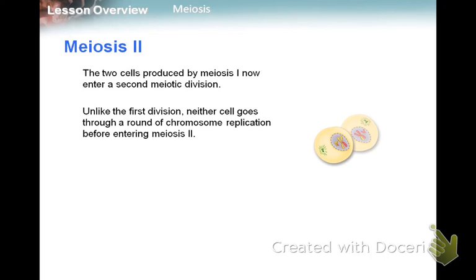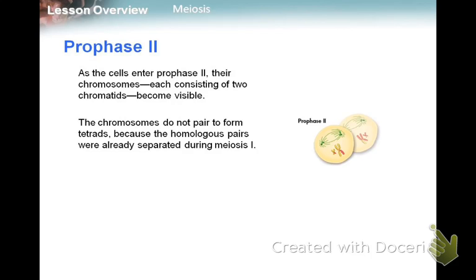The two cells that are produced enter a second meiotic division. This is also really important. Neither cell goes through a round of chromosome replication before entering meiosis 2. This is how we end up with half the normal number of chromosomes, half the amount of DNA, as in regular body cells. This is going to sound pretty similar.